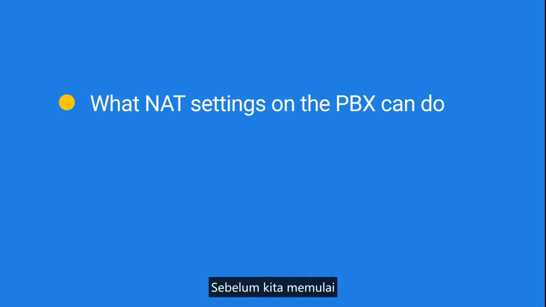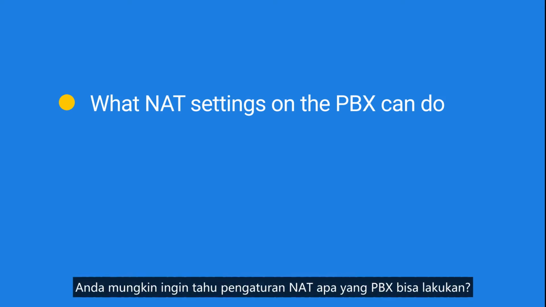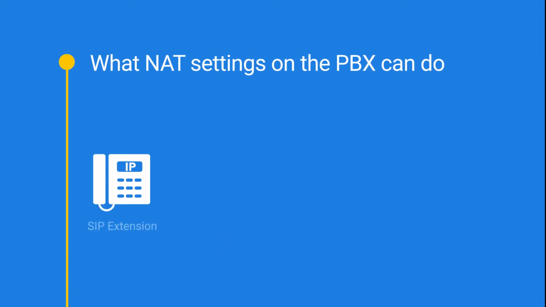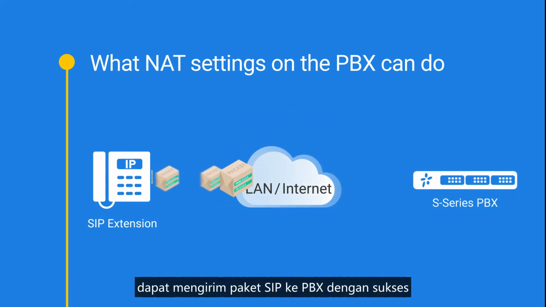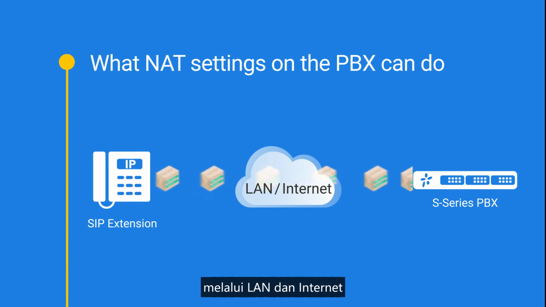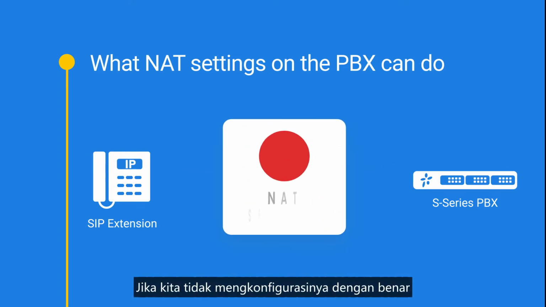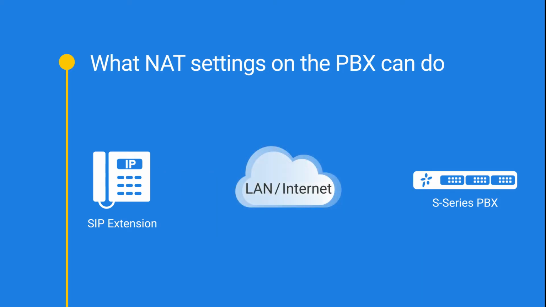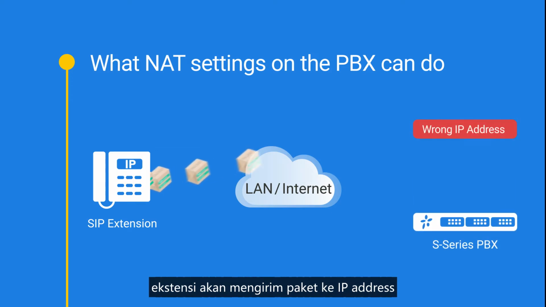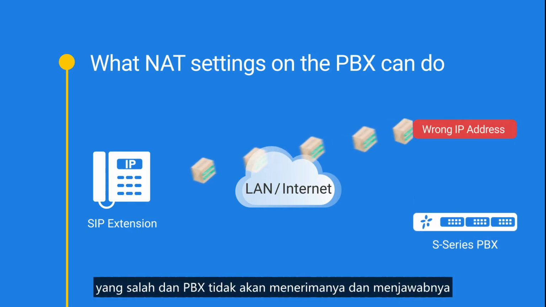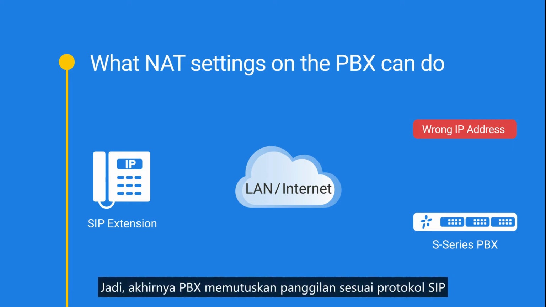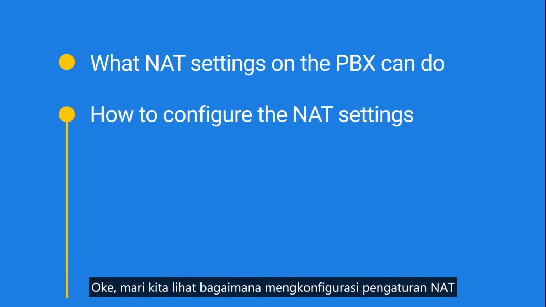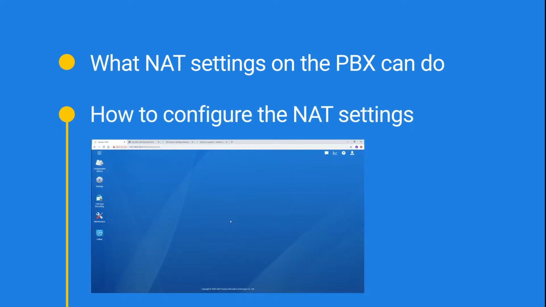Before we get started, you probably want to know what NAT settings on the PBX can do. It is a feature that makes sure the SIP extension can send SIP packets to the PBX successfully via LAN and the internet. If we don't configure it correctly, the extension will send packets to a wrong IP address, and PBX won't receive them and reply. So finally, the PBX drops the call according to SIP protocol. Okay, let's see how to configure the NAT settings.